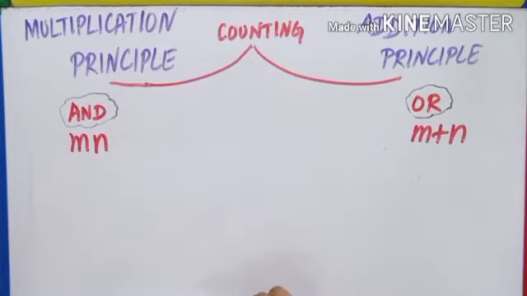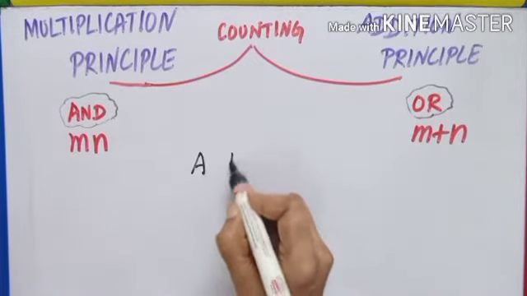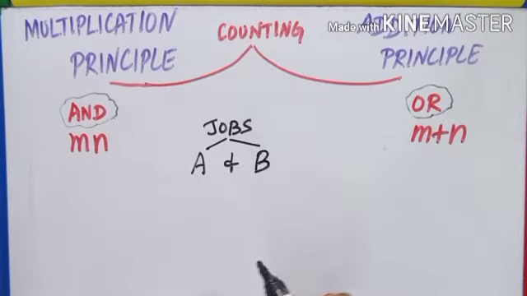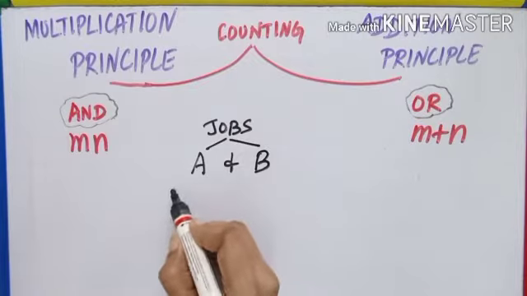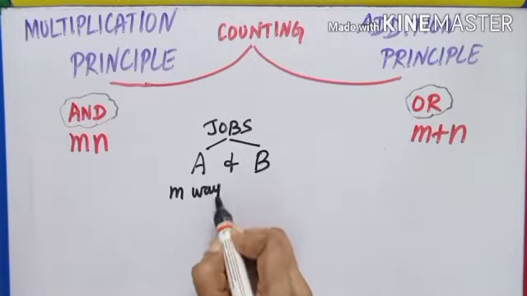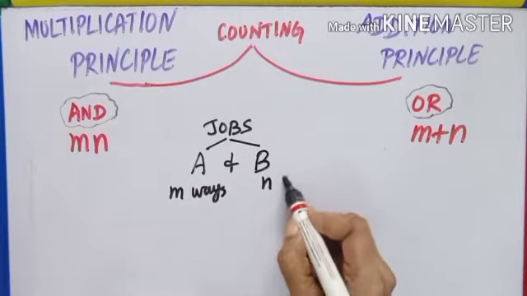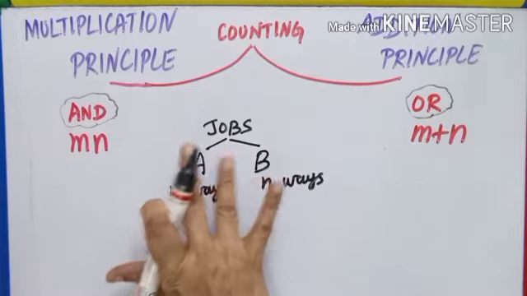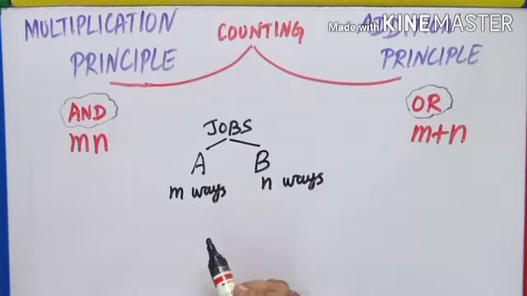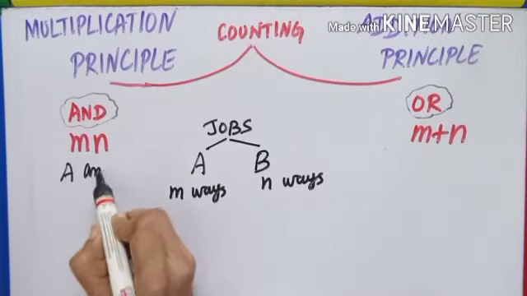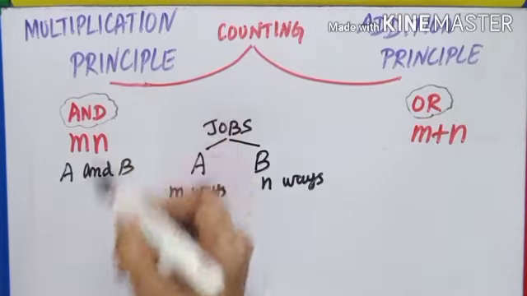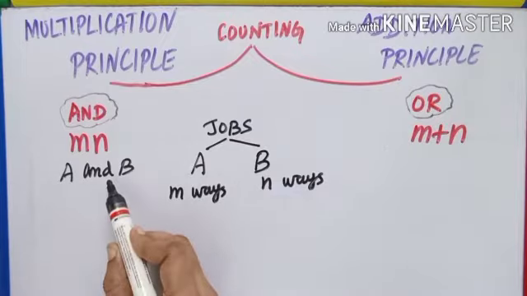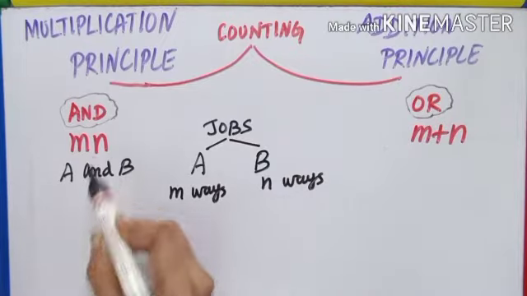How do I understand it? There are two jobs, let me say A and B. How many jobs? Two jobs. This A job can be done in M ways. This B job can be done in N ways. My question is, go do both the jobs. If I tell you A and B, that is multiplication principle, how many ways can you perform A and B? Tells me M into N.